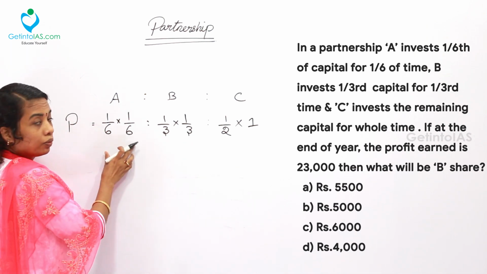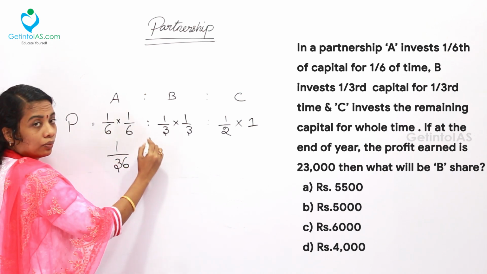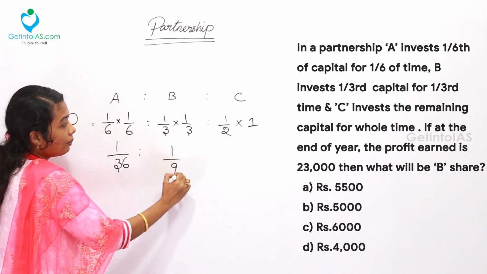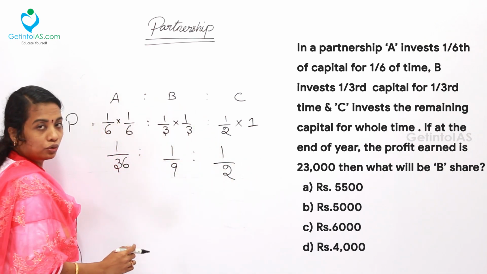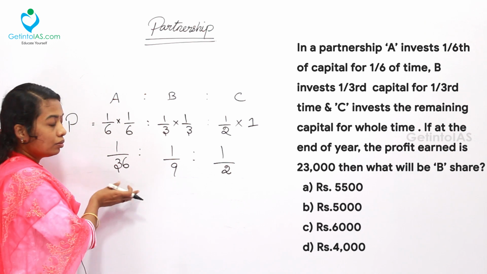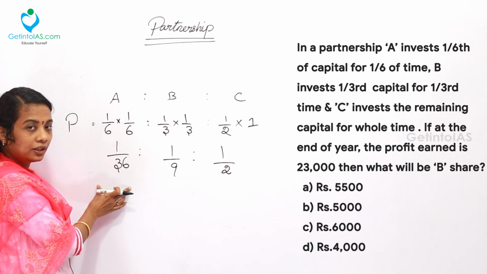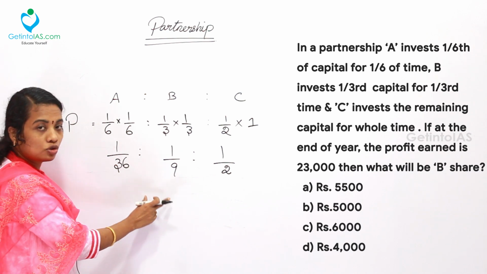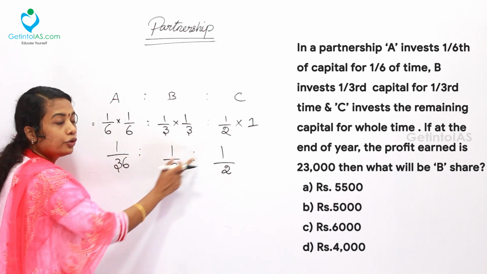The next thing, 1 by 6 into 1 by 6, 1 by 36. 1 by 3 into 1 by 3, 1 by 9. 1 by 2 into 1, which is going to be 1 by 2. Now we have to take the whole number part. First of all, we have simplified the fractional values. The next step is to make the whole numbers. For the whole number, everywhere the numerator is 1.